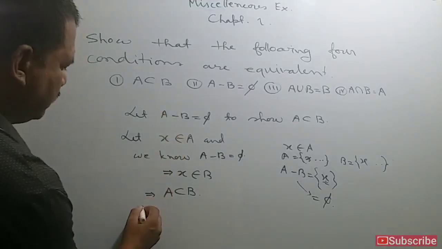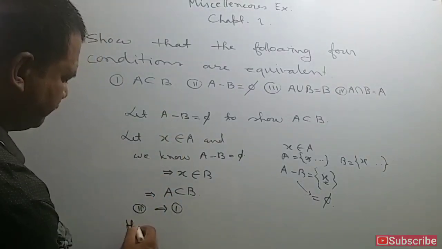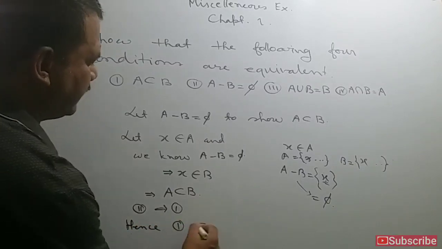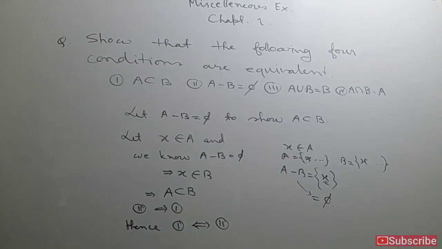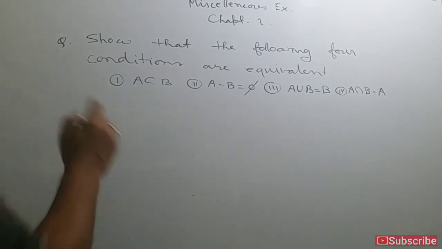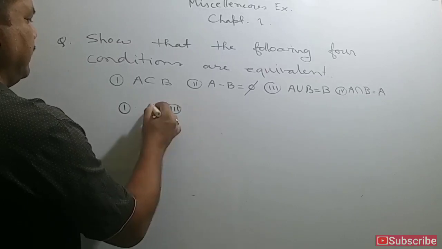So 2 implies 1 we got. Hence 1 implies 2 and 2 implies 1. This first one is done. Now let us prove 1 implies 3 and 3 implies 1.